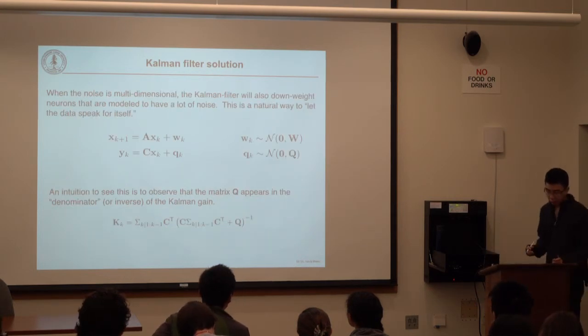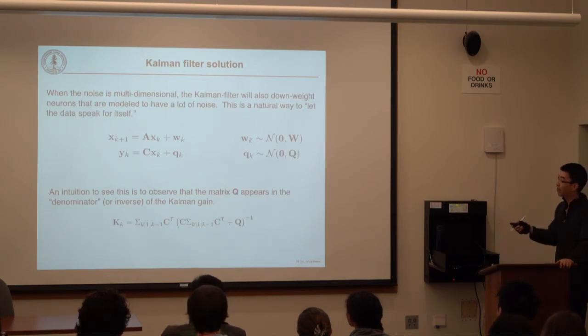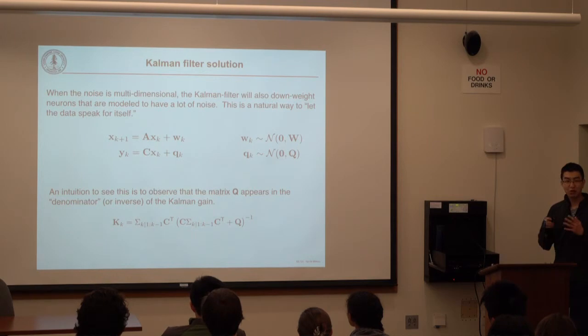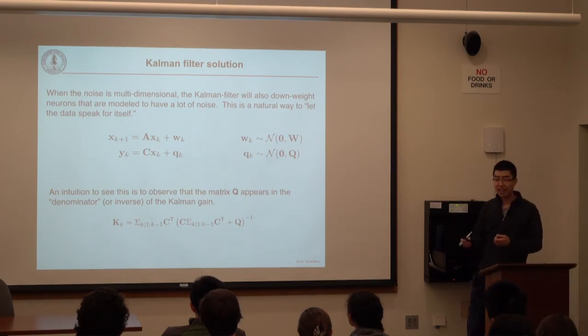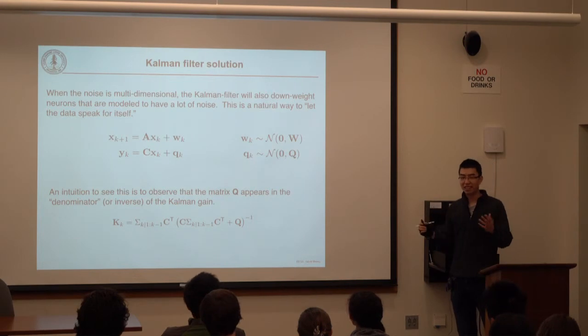And a side note is that when the noise is multidimensional, the Kalman filter will also downweight neurons that are modeled to have a lot of noise. And so this is a natural way for the data to speak for itself. Instead of having to go in and say, OK, you're a neuron with a lot of variance, I don't want your weight to be that high, I'm going to manually do some deweighting.